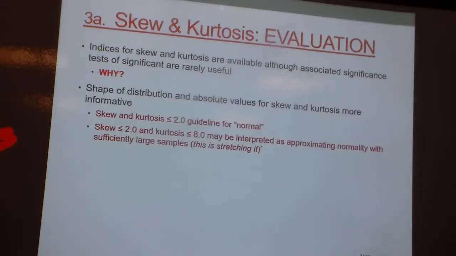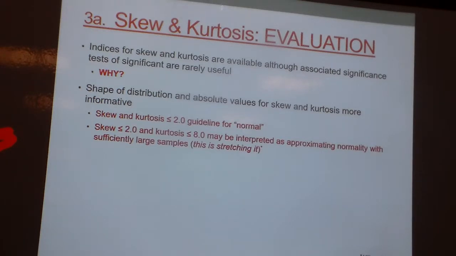So wanting to look at our absolute values, skew and kurtosis less than 2, you often see this as a benchmark for something that's normal, right? But as skew gets larger, your histograms will start to look increasingly wonky. A skew of 1 still looks pretty skewed when we run our histograms, right?